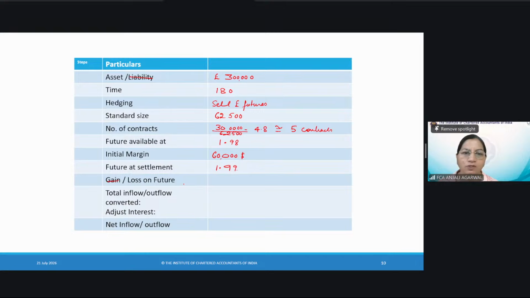This time you will have a loss on future. Something which you have sold for 1.98 is now selling for 1.99. So once again, there is a loss of 0.01 into 5 contracts into 62,500. So your loss will be the same as in the previous question. The loss will be of $3,125.